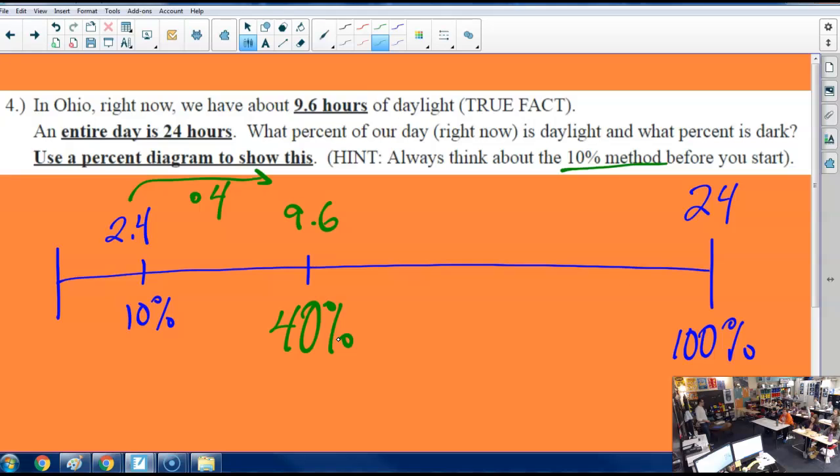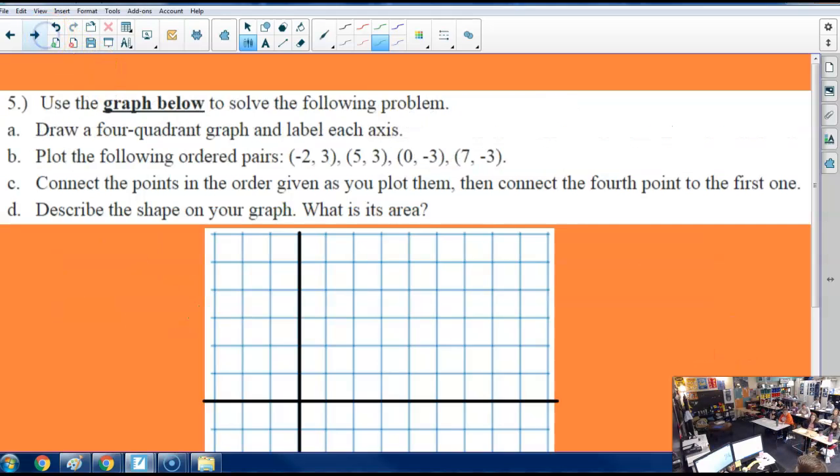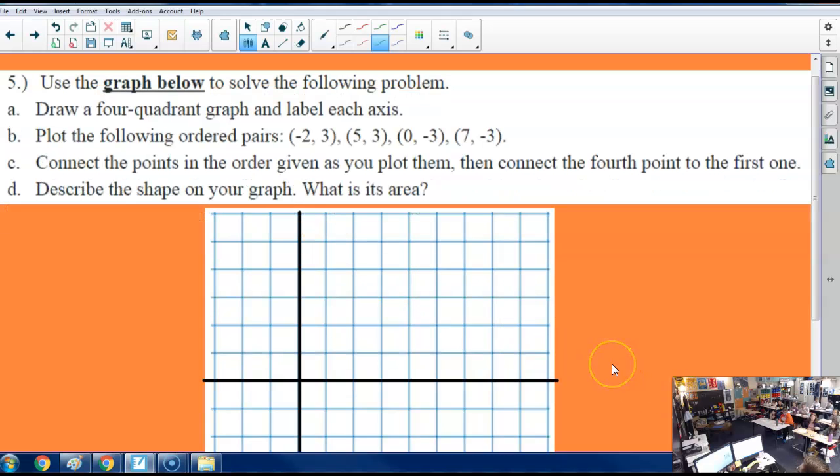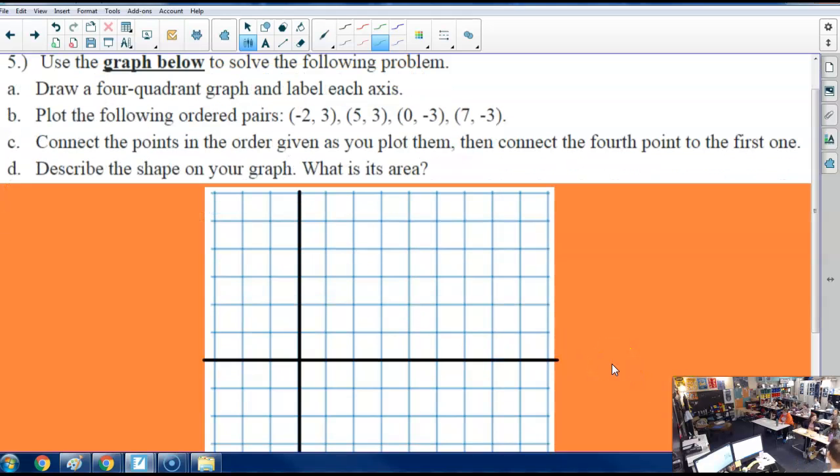So you should have had 40% daylight, 60% darkness, and then sadly, of the amount of time that we have daylight, school takes up pretty much this much, and there's about this much time after you get out of school that there's actually light left.